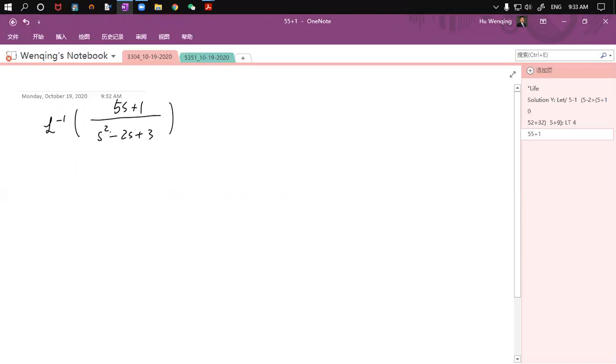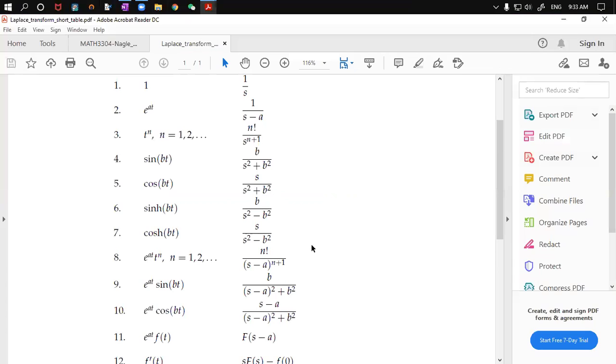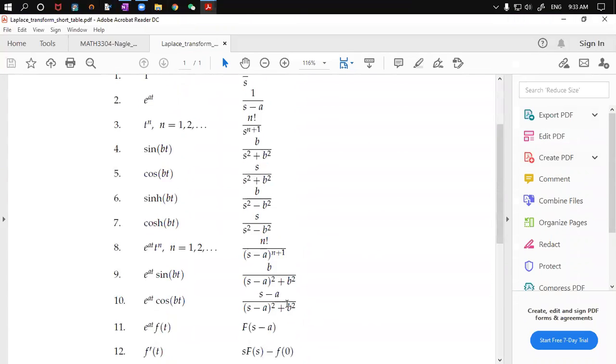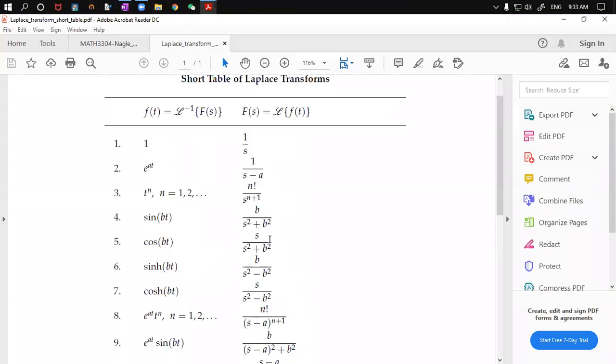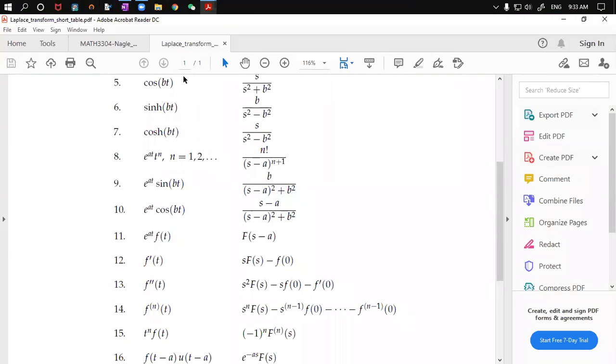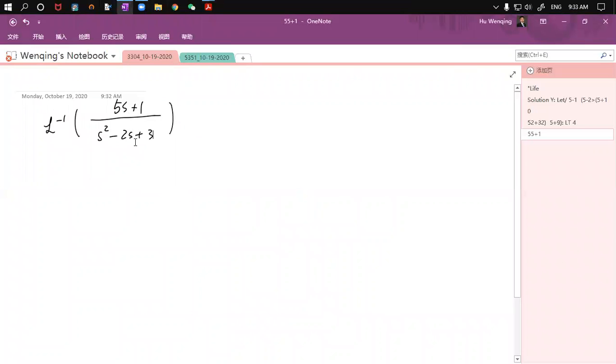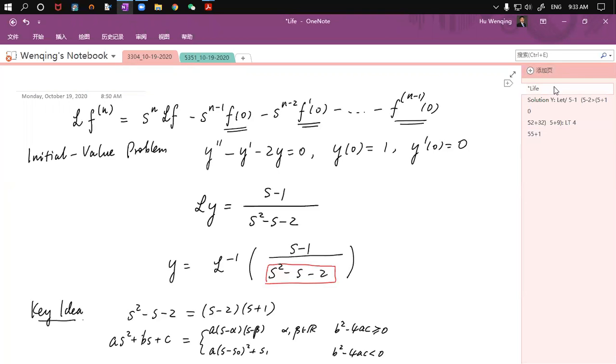Now, how do I do it? Well, the first thing is that you can look directly at the table, but soon you will realize that none of these formulas is going to exactly match what you want to calculate, 5s plus 1 divided by s squared minus 2s plus 3. So what should you do? Well, as I said at the beginning of this lecture, the very important key idea is that whenever you see a square, you either decompose it or you complete the square, right?